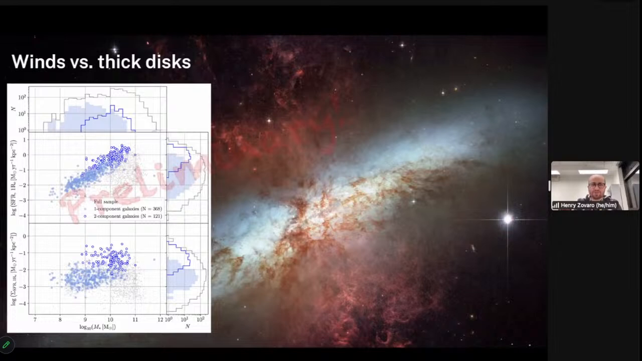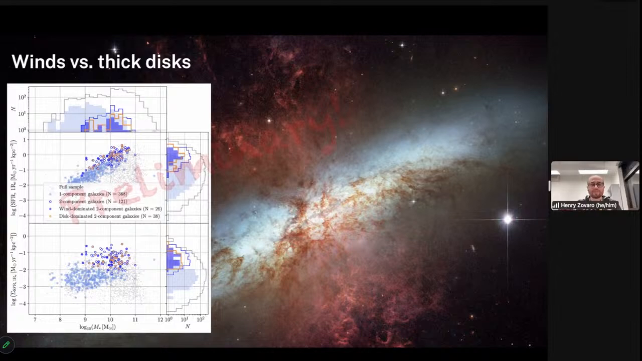One other thing I could do is take this plot and simply overlay the locations of the windy galaxies and the disky galaxies. And when I do that, they also don't appear to inhabit any particular region of the parameter space, which again, I found quite unexpected.